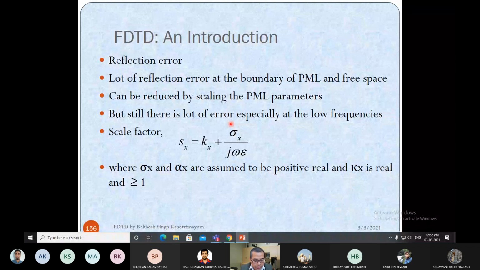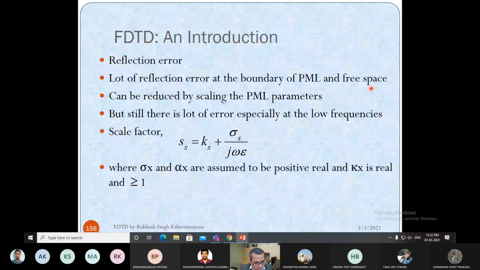We started with Berenger's PML. Berenger's PML was not good enough. Then we went for the uniaxial PML layer, which uses an anisotropic medium to absorb the waves. But even then, the uniaxial PML also has some issues. That's what we're going to discuss now. There is some kind of reflection at the boundary for the PML.